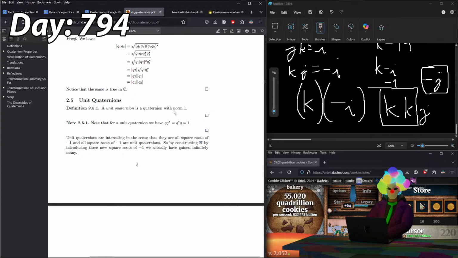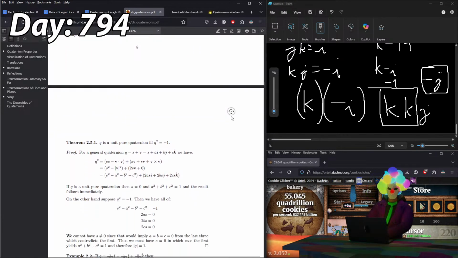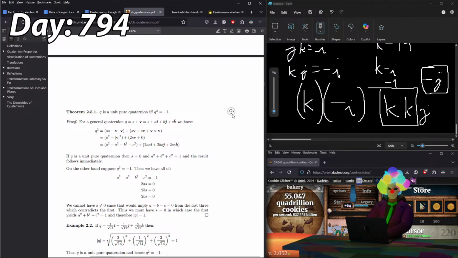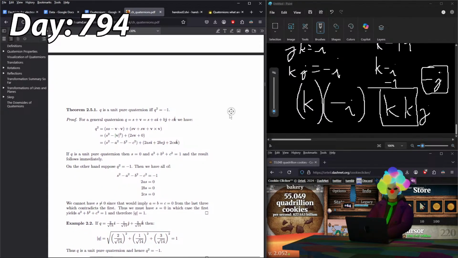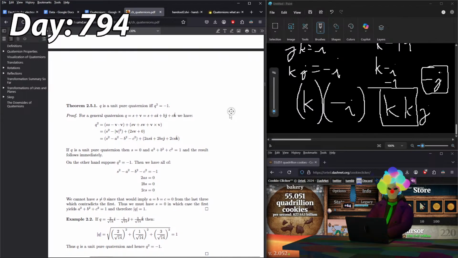A unit quaternion is a quaternion with norm 1. Makes sense. Note that for a unit quaternion we have the norm equal to 1, right? Unit quaternions are interesting in the sense that they are all square roots of negative 1, and all square roots of negative 1 are unit quaternions. So by extending to H, by introducing 3 new square roots of negative 1, we actually have gained infinitely many. Alright. Okay. q is a unit pure quaternion if q squared is equal to negative 1. Checks out. Alright, I'm with you so far.